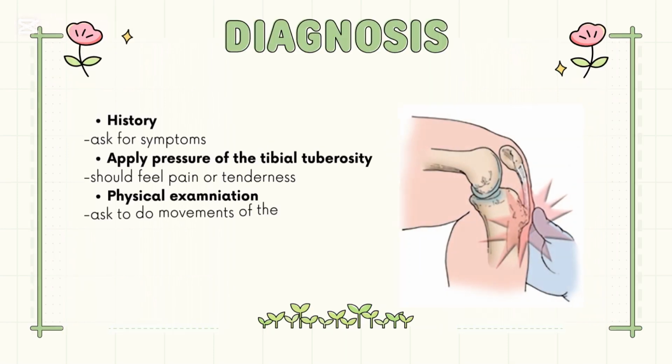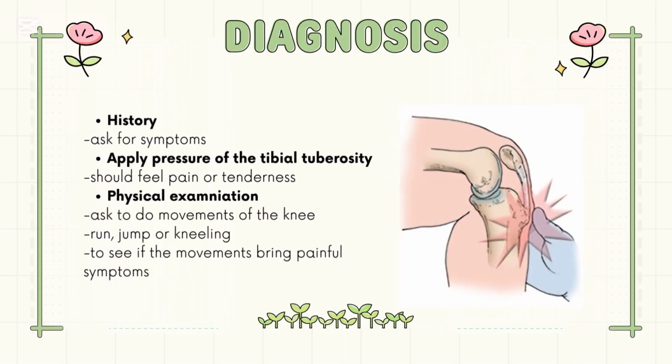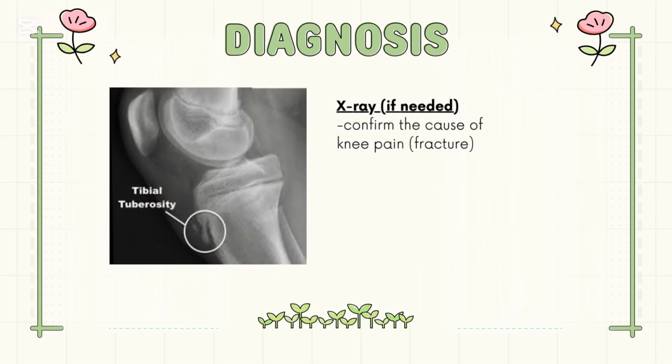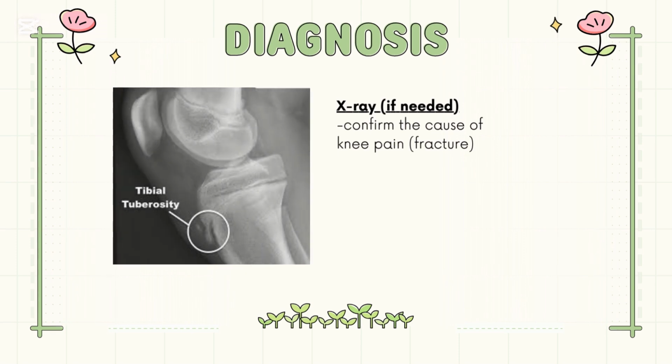Doctors will assess the patient's history by asking about symptoms. Then they will apply pressure to the tibial tuberosity. The patient should feel pain or tenderness. Then they do a physical examination by asking the patient to do knee movements like running, jumping, or kneeling to see if the movements bring painful symptoms. Doctors will also do an X-ray if needed, to confirm that the cause of the pain is not a fracture.